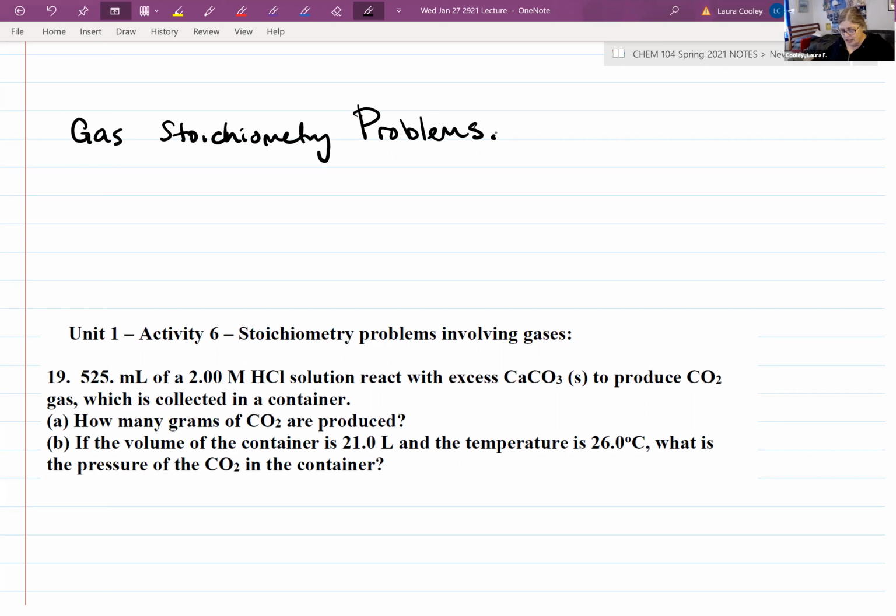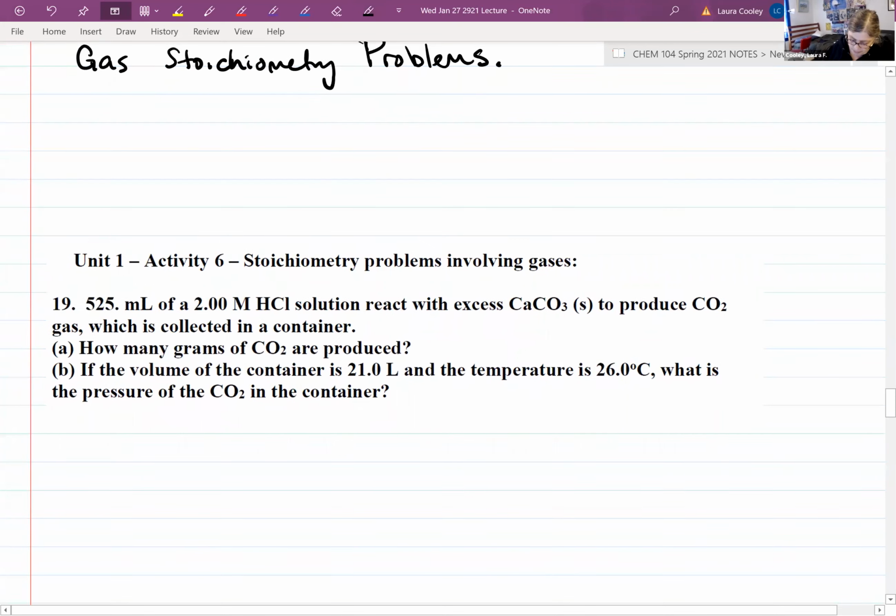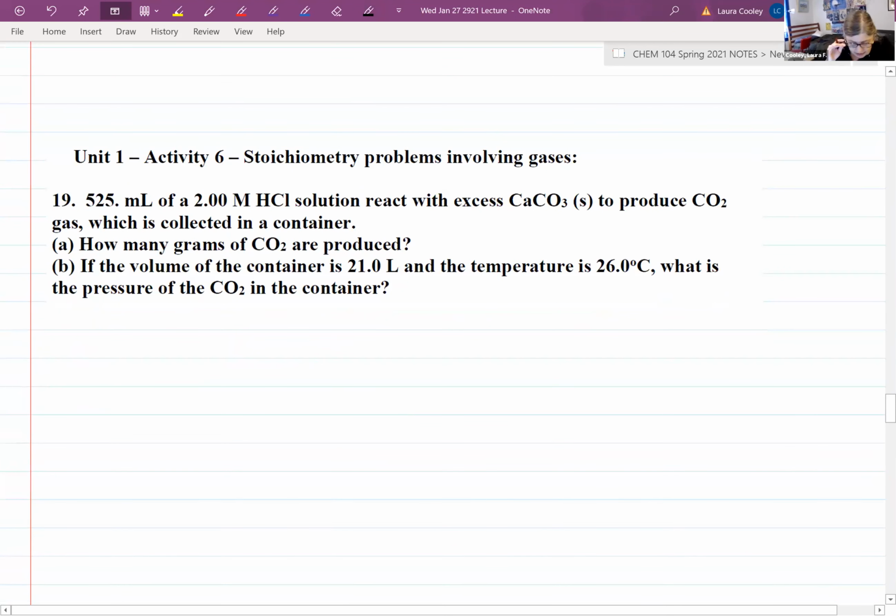Well, in problems like this, it's really the same thing. You've got to get to moles of either reactant or product, and then get moles of a different reactant or product. But now gases can be involved as well. So for example, you could be asked, what is the pressure at the end of that reaction? So then you have to go from moles to pressure. All right, so it's a little bit of a twist. Every time we do a different thing, we add another level of complexity. So, okay, here's an example. This is from activity 6. So you should have it.